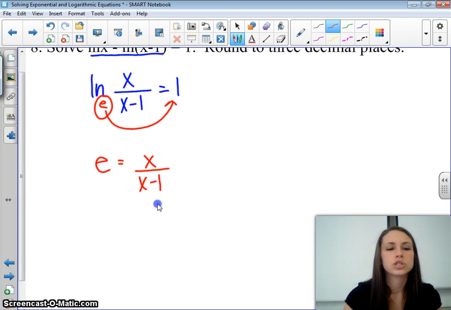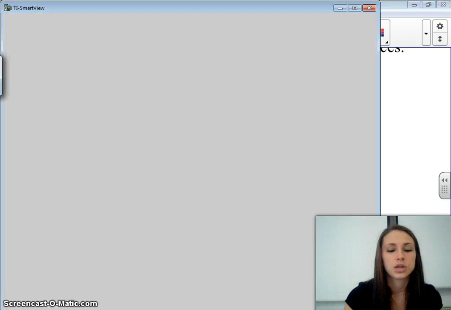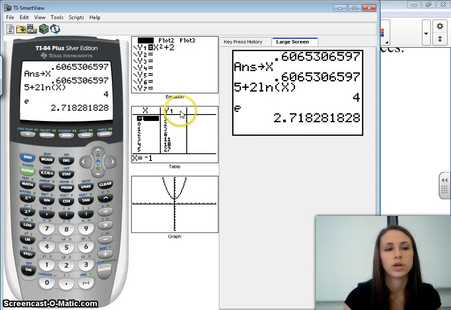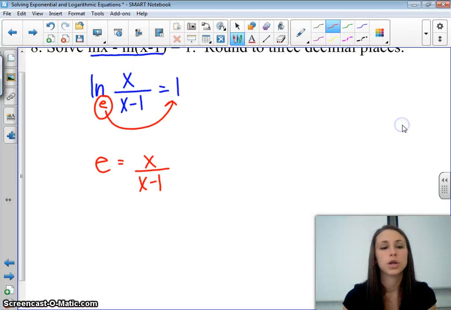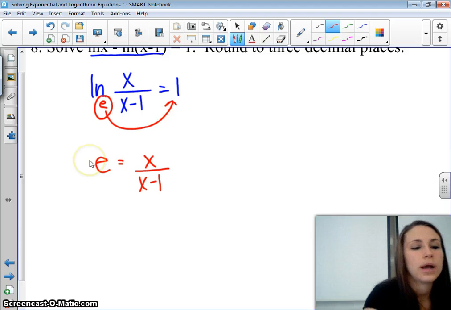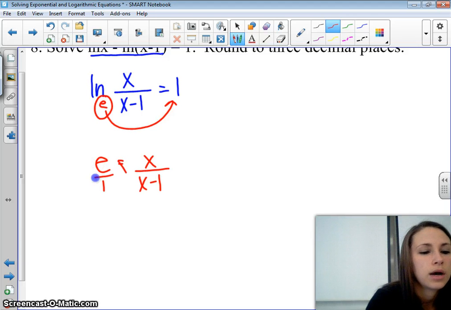Now, this one looks a little bit tricky because it's just weird having this e over here. But remember, e is just a number. e is just that number 2.71828, blah, blah, blah. It's just a number. So if I had just a number right here like 4, then what I would do is put this over 1, and then I would cross multiply.